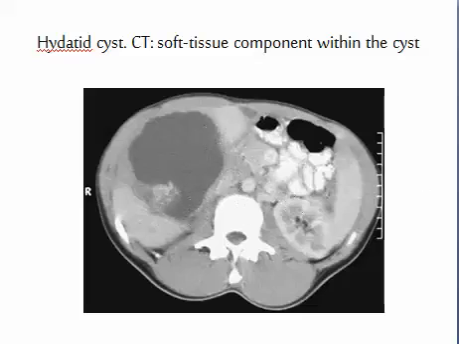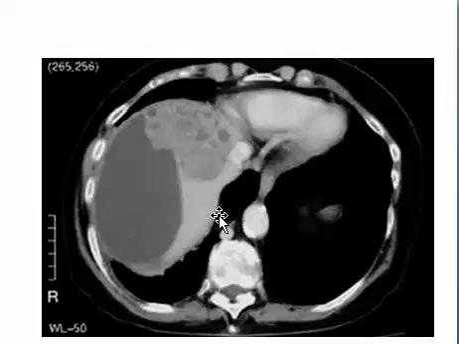Of course, the associated fever and the multiplicity, usually multiple, and the presence of sometimes calcification can give a clue for the diagnosis. Another one with abnormal soft tissue at one side, and the cyst is there. This is a growing hydatid.